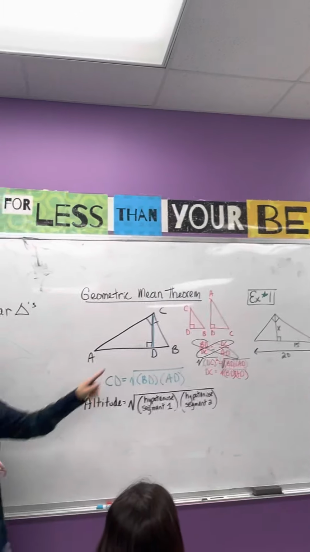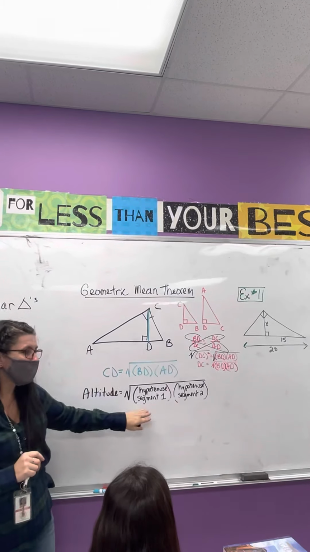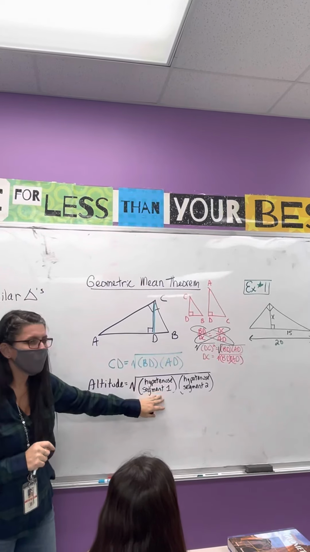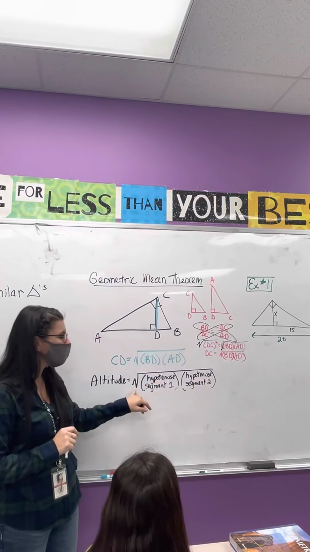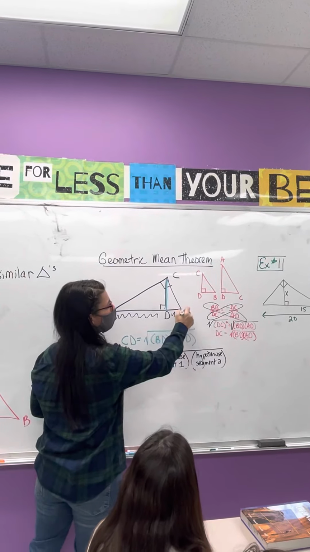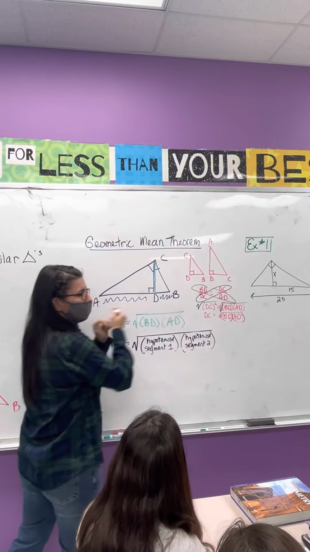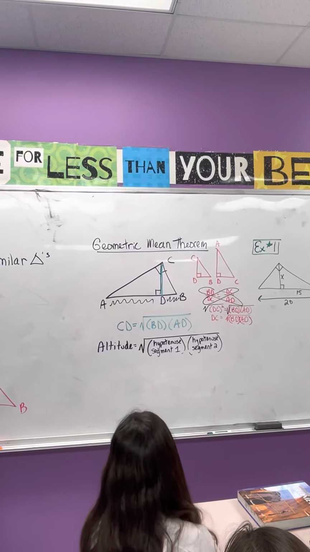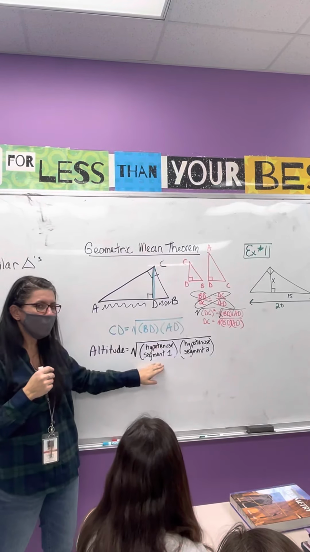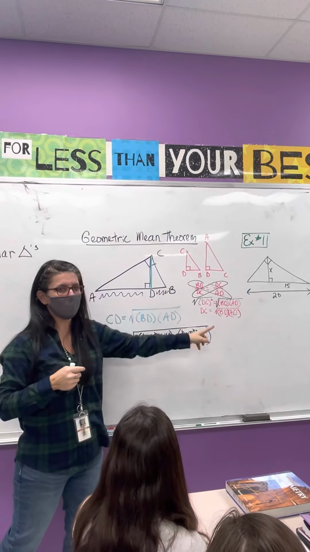So altitude, that's this teal line, equals the geometric mean of the 2 hypotenuse pieces. The way I have this written is hypotenuse segment 1 times hypotenuse segment 2, and then square root it. What I mean by that is hypotenuse segment 1, hypotenuse segment 2. This is the entire hypotenuse. It's made up of 2 pieces. You see that? It's as simplified as I can make it. To find the altitude, you multiply the 2 pieces of the hypotenuse together and square root them. So this is simplified. This is the why it works.